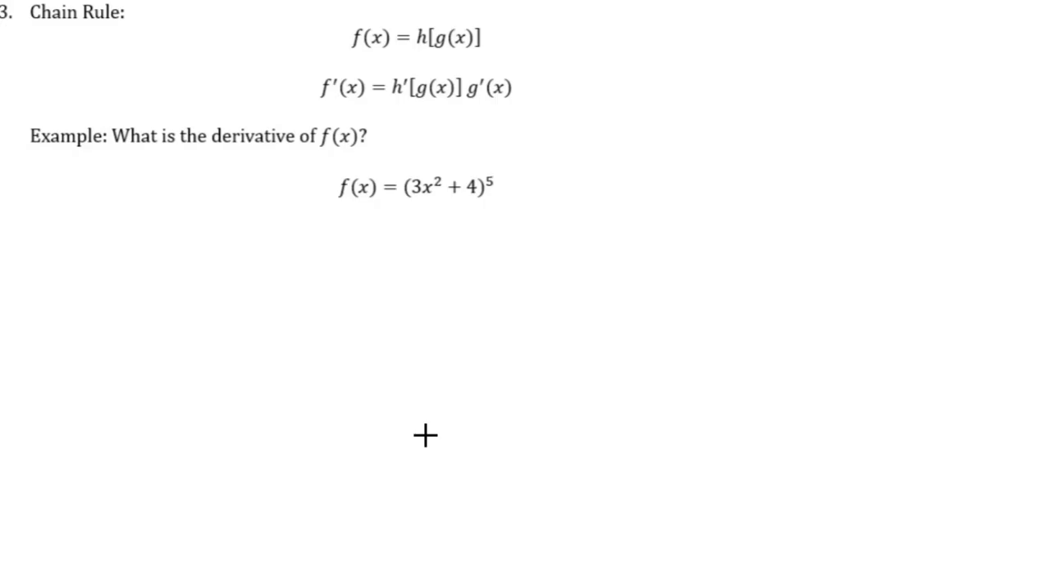And the third rule is known as chain rule. This is used for a composite function. And I like to summarize it like this. For example, h of x is the outside function and g of x is the inside function. So h of x is the outside function and g of x is the inside function.